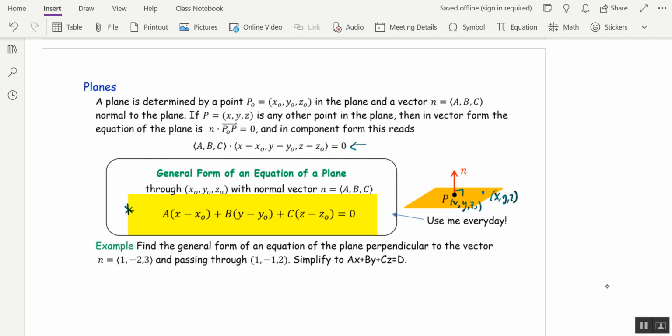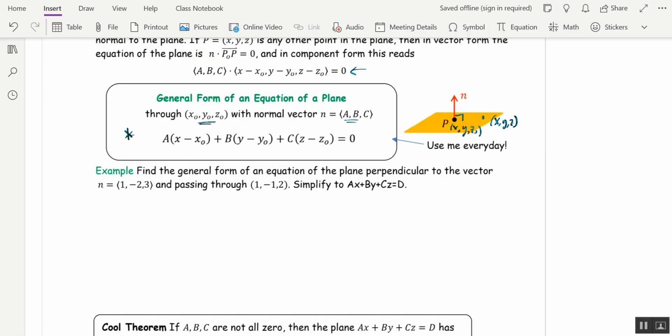And this is, I call this the use me every day equation because you are going to use it almost every day. And again, the only things you need are a point in the plane and a normal to the plane. All right, so let's do an example. Find the general form of an equation for the plane perpendicular to n and passing through P. So we're given our A, B, C in the formula above. That's the vector n, 1, -2, 3. And we're also given our x naught, y naught, z naught. That's the point 1, -1, 2.